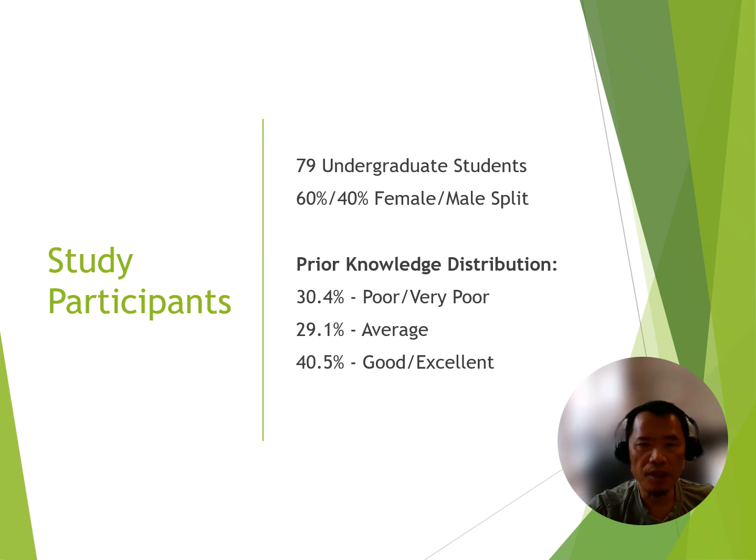Participants represented typical undergraduate diversity in the region. 60% female, 40% male, with various cultural backgrounds. They were all enrolled in the Introduction to Critical Visual Culture, a sophomore level course emphasizing systematic visual analysis. Crucially, participants reported diverse prior knowledge levels. 30.4% poor or very poor understanding, 29.1% average familiarity, and 40.5% good or excellent prior knowledge.